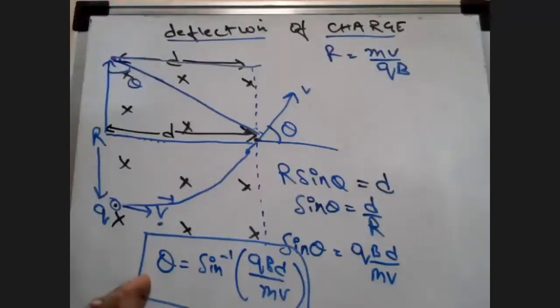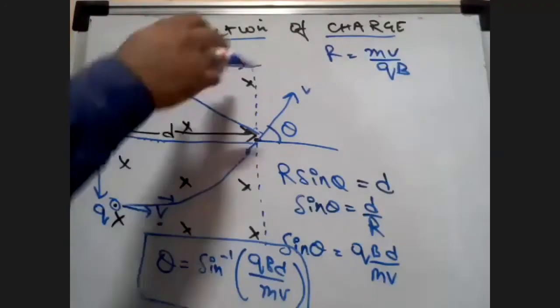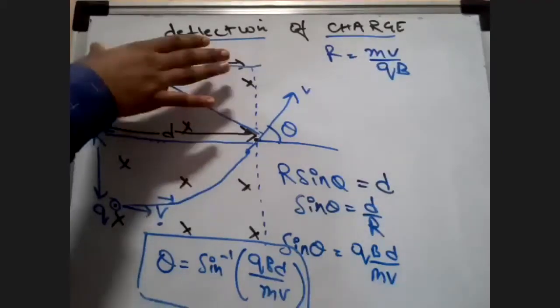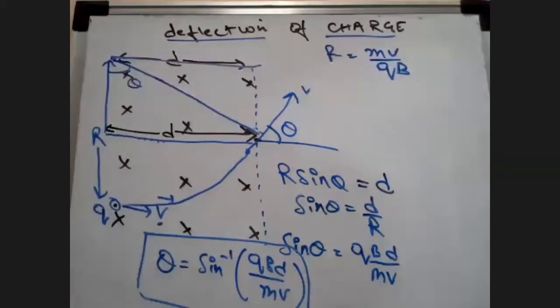This is basically the angle at which our charge is going to escape, if the magnetic field is limited. A quick summary, students. What I said is that the width of this magnetic field is smaller than the radius.